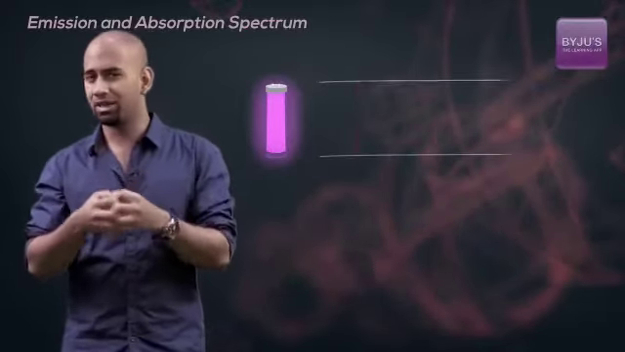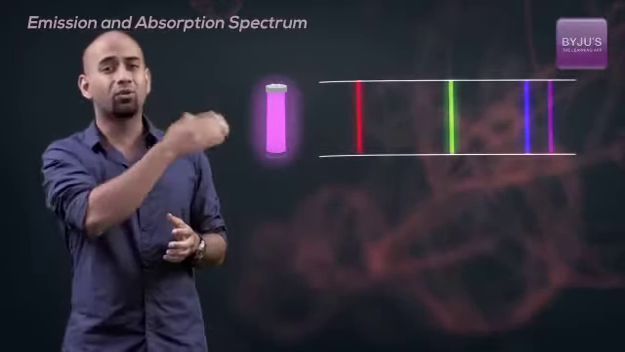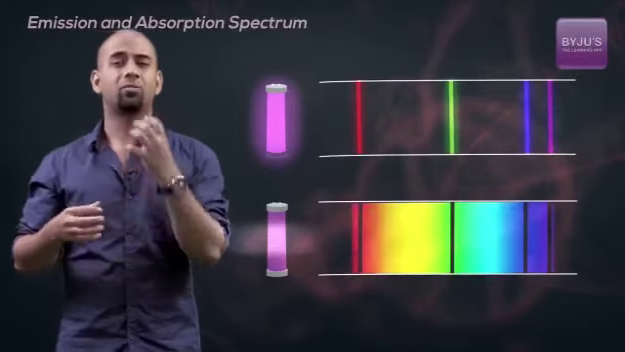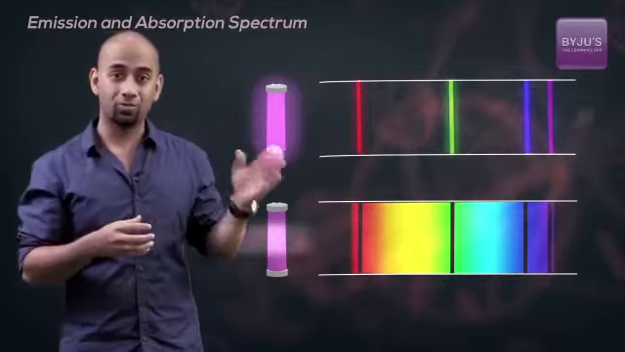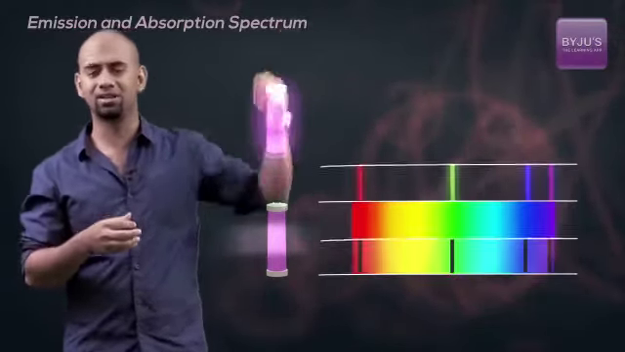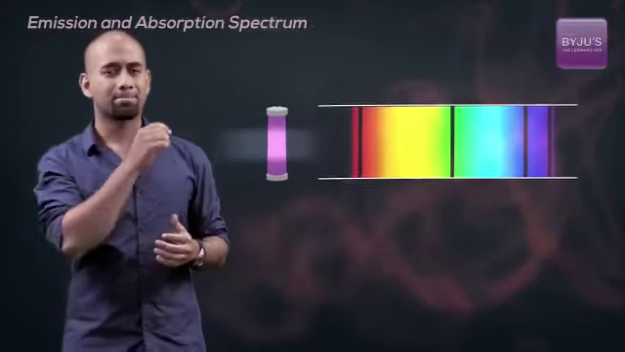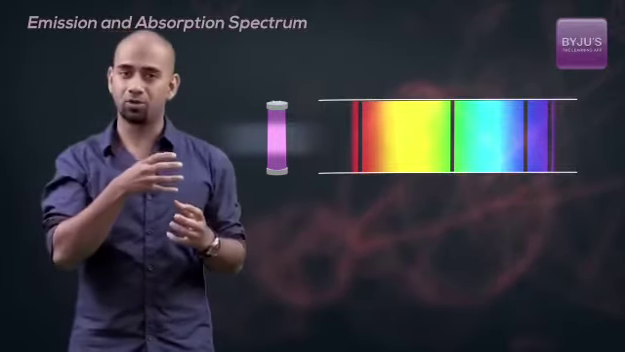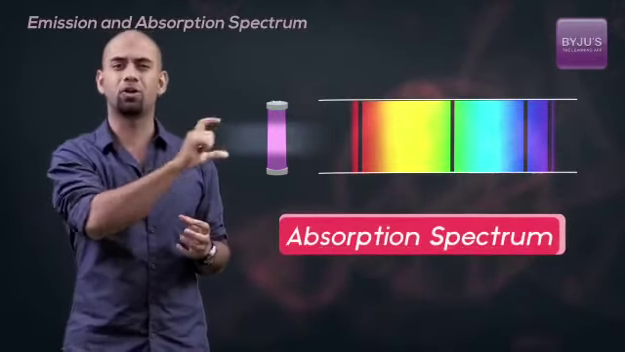This basically means when a gas emits some radiation, it emits only a few frequencies. And when light is passed through a gas and it absorbs some radiation, it again absorbs only a few frequencies, and exactly the same frequencies that it emitted in the previous case. And the spectrum which we observe when light is absorbed is called the absorption spectrum.